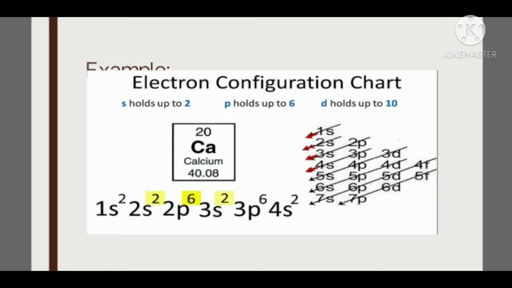This is an example of how to write electron configuration. For example, calcium. Calcium has an atomic number of 20. So we start from 1s2, 2s2, 2p6, 3s2, 3p6, and 4s2. The total number of electrons is 20. Please remember, class, that we always start from the s block elements.